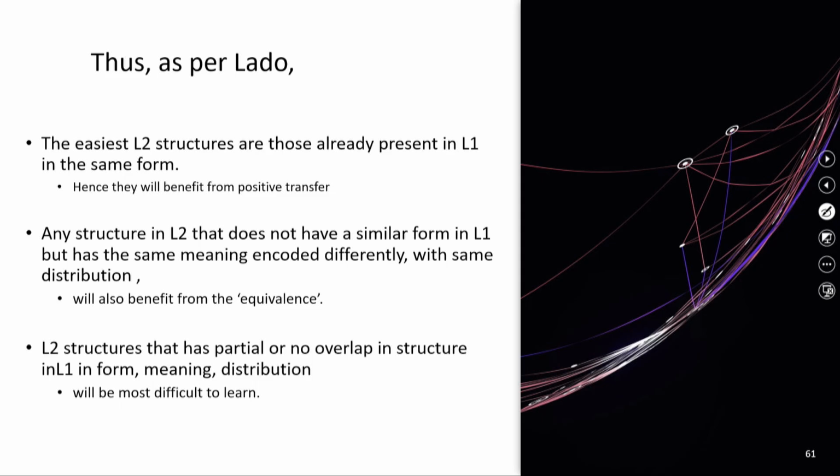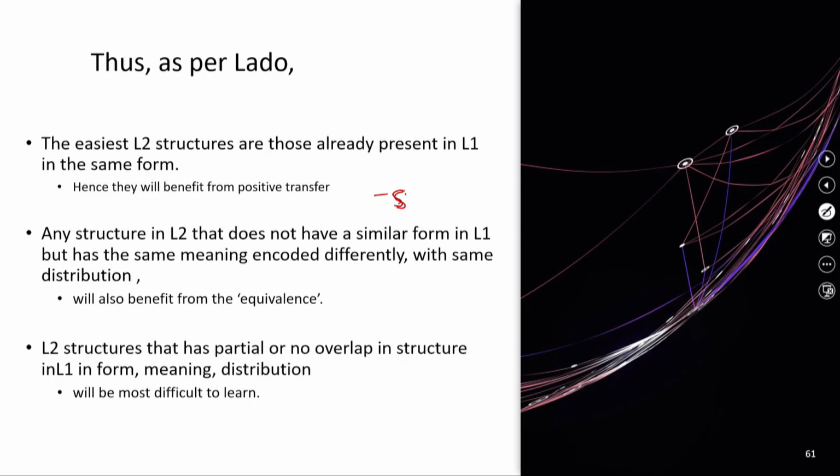So, for example, let's say language 1 and language 2 both have S, this morpheme to denote, let us say, plural. In that case you start using the other one. This kind of structure will benefit quite a lot from the transfer from L1 to L2. Another structure can be a structure in L2 that does not have a similar form in L1, but has the same meaning encoded differently with the same distribution.